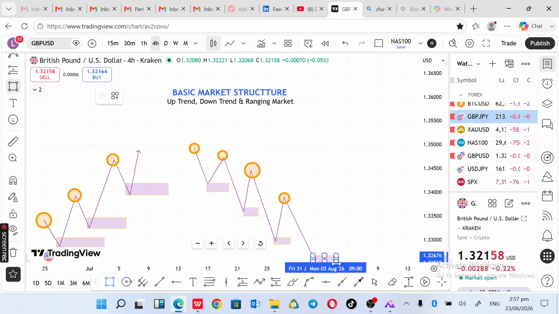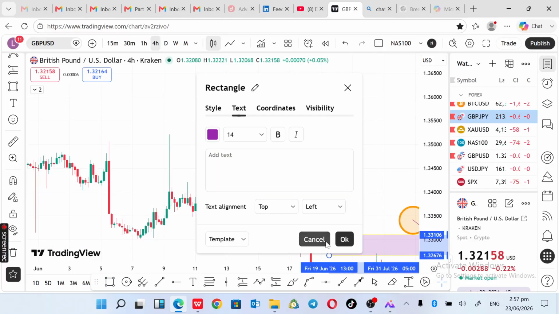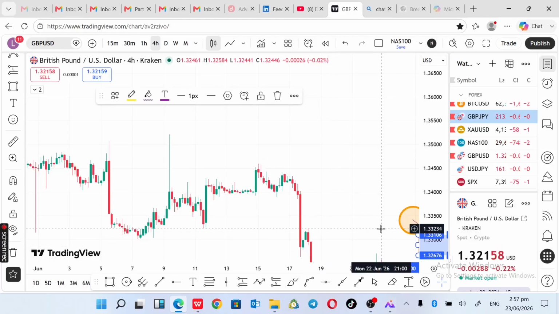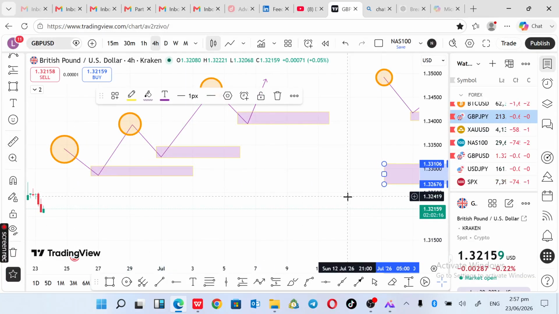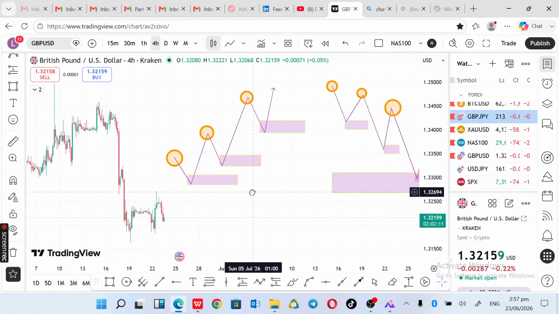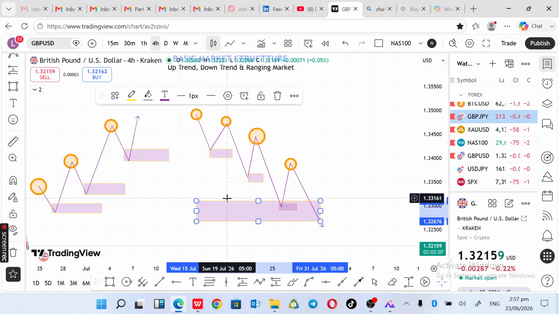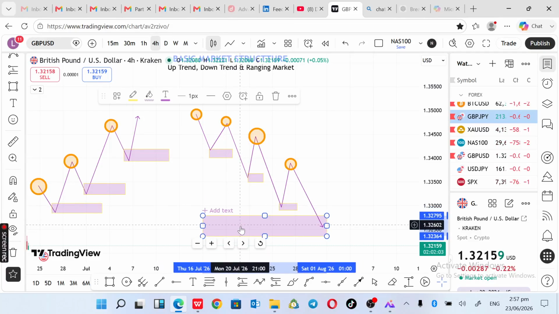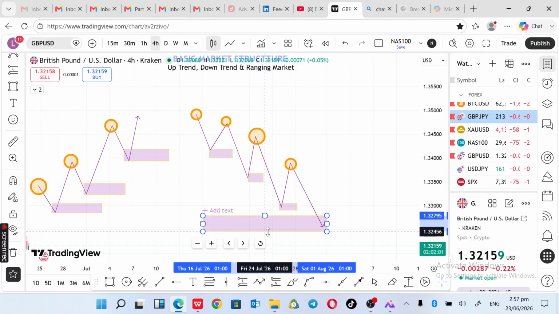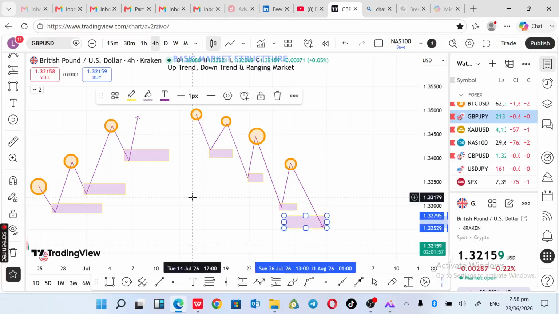So this is what you will notice when the market is on a downtrend. Sorry about the mistake. But this is what you notice when the market is on a downtrend. You will see a series of, let me quickly adjust my screen. You will see a series of higher highs and higher lows when the market is on an uptrend, while when it's on a downtrend, you see a series of lower highs and lower lows. It's simply the opposite of what an uptrend is.